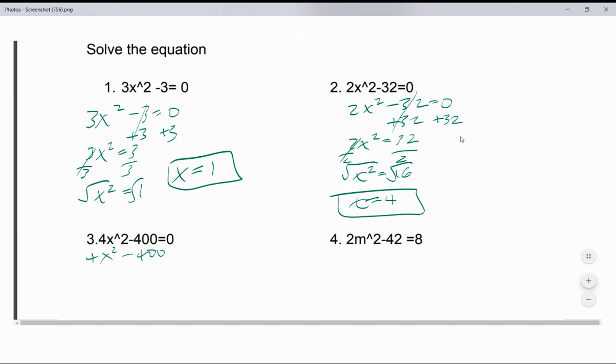4x squared minus 400. Am I going too fast? Equals 0. Plus 400 on both sides. So 4x squared equals 400. Divide this by 4. So x squared would equal 100. Square root that. x will equal 10.